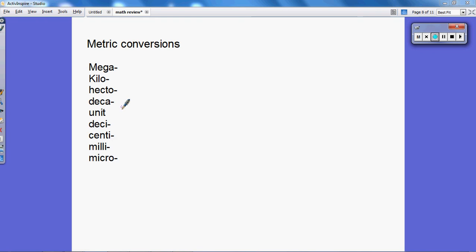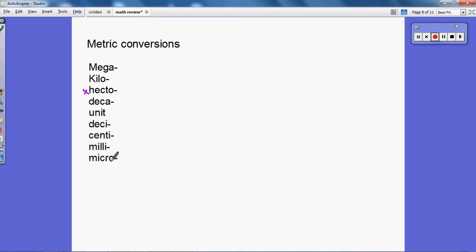So the first step to being able to do metric conversions is memorizing your prefixes so that you know what they mean. I'm going to start this with mega. There are others. Some of them we don't use very frequently, like hecto. Deca is somewhat common in Europe, but we don't see it that often in the US. Deci is another one that you'll see sometimes in Europe, but not so much in the US, where centi and milli get used all of the time.